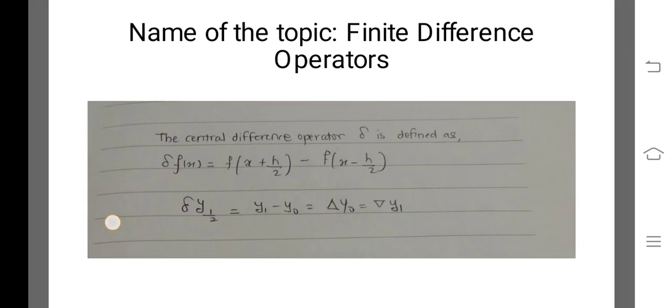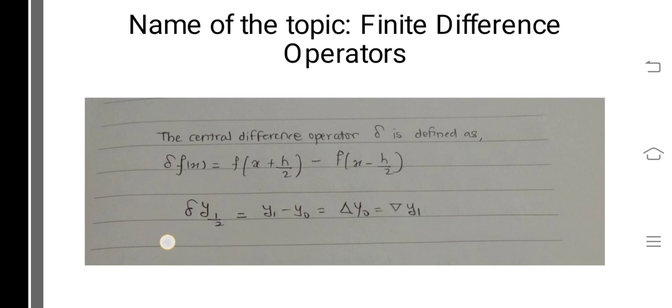The central difference operator small delta is defined as small delta of f(x) equal to f of x plus h by 2 minus f of x minus h by 2. So small delta y at 1 by 2 is y1 minus y0, which is the same as delta y0, which is the same as del y1.